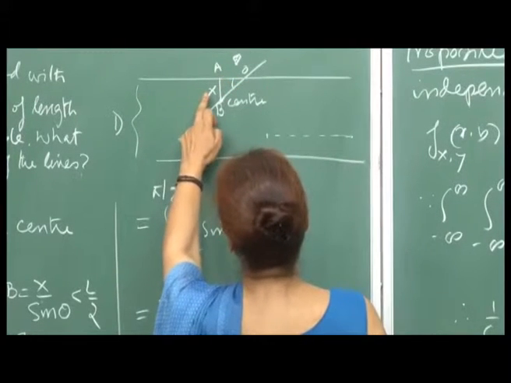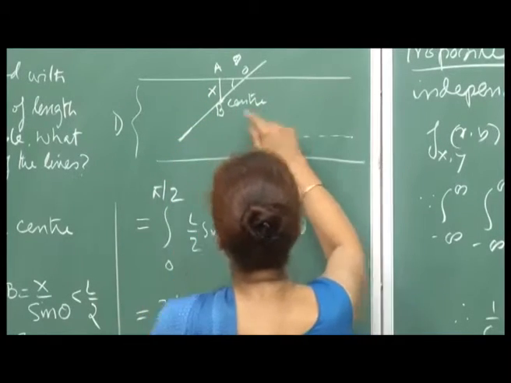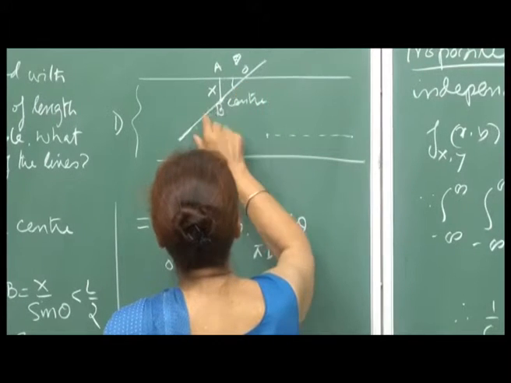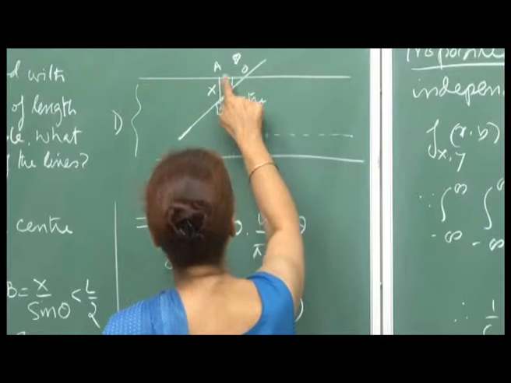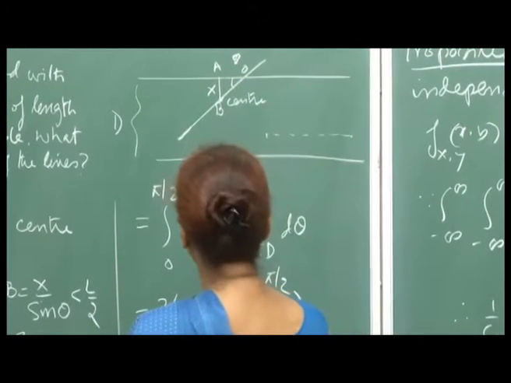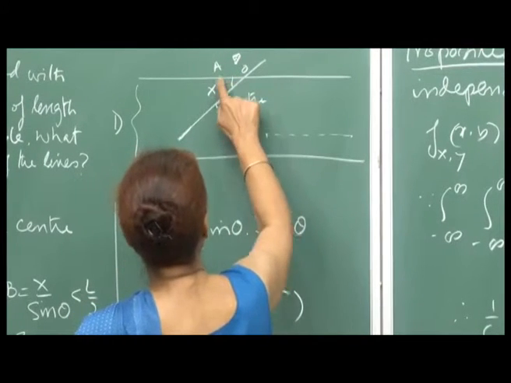So, that is the x. That will be a random variable, because you do not know the position. That means the two random variables that describe the position of the needle are the distance of the center of the needle from the nearest line, and the angle it makes with the nearest line. That angle I am calling theta, and this is the distance which is x.